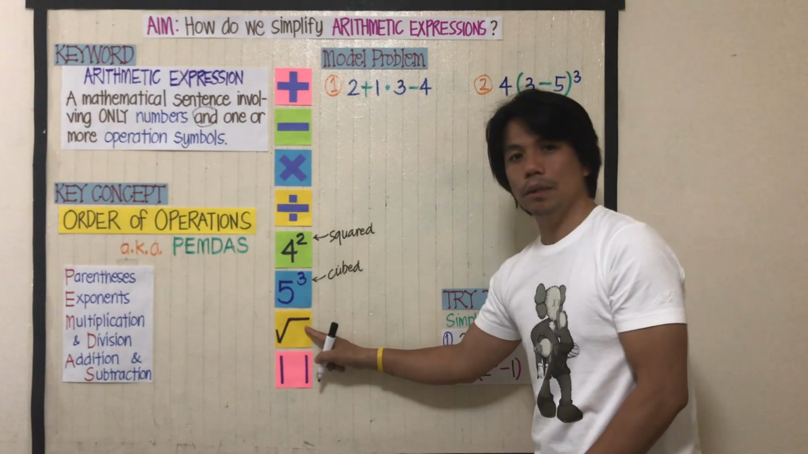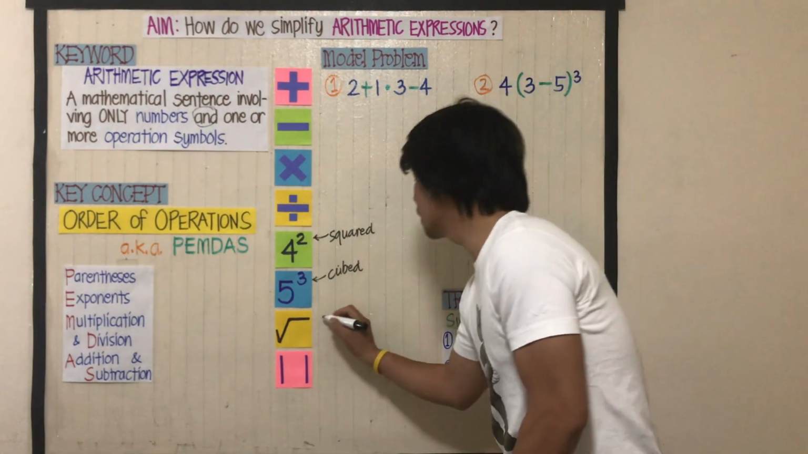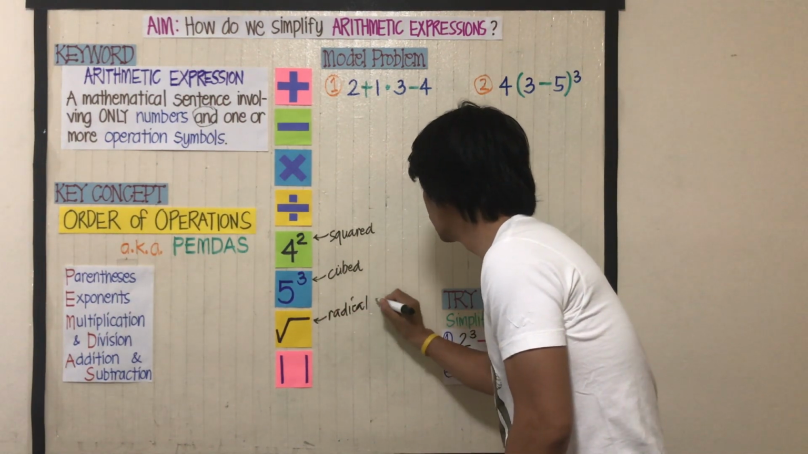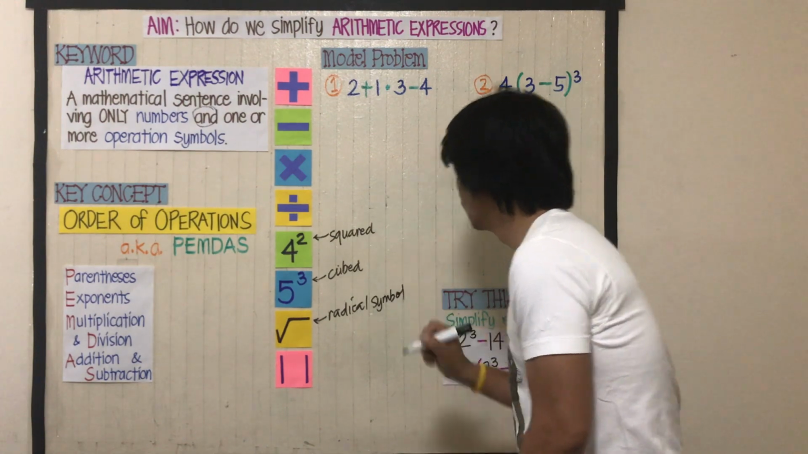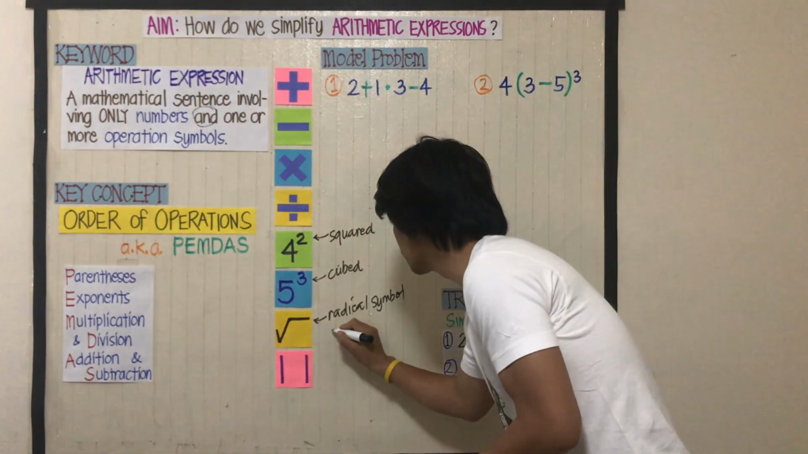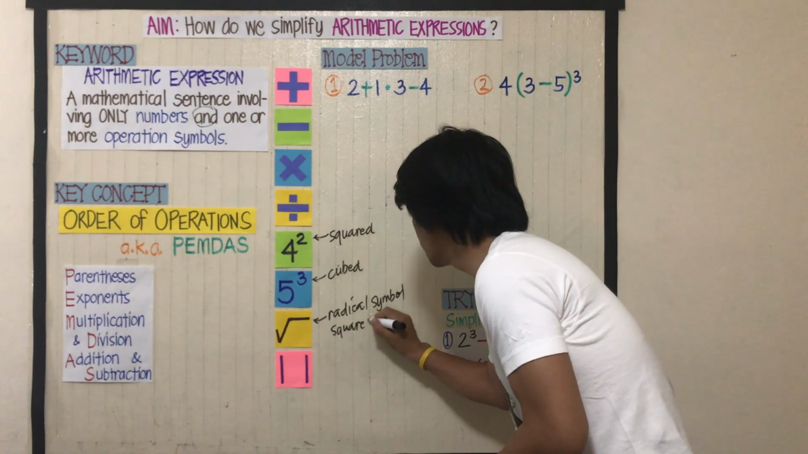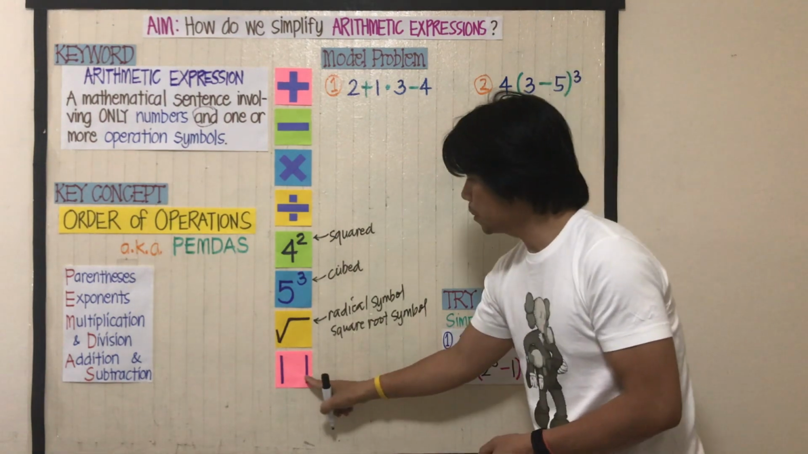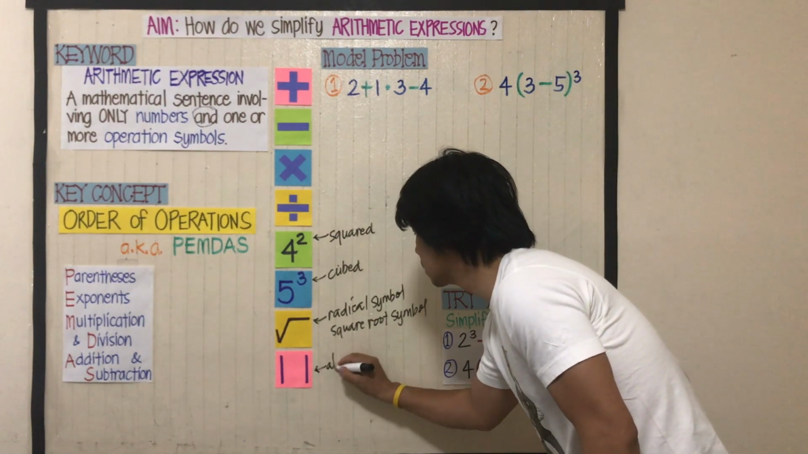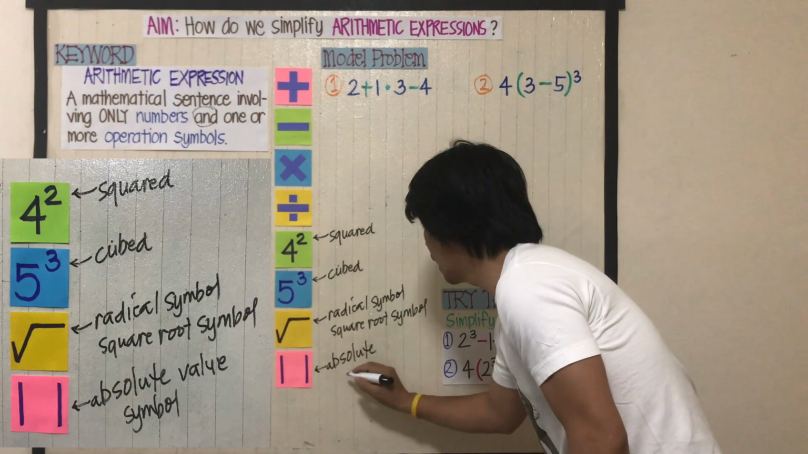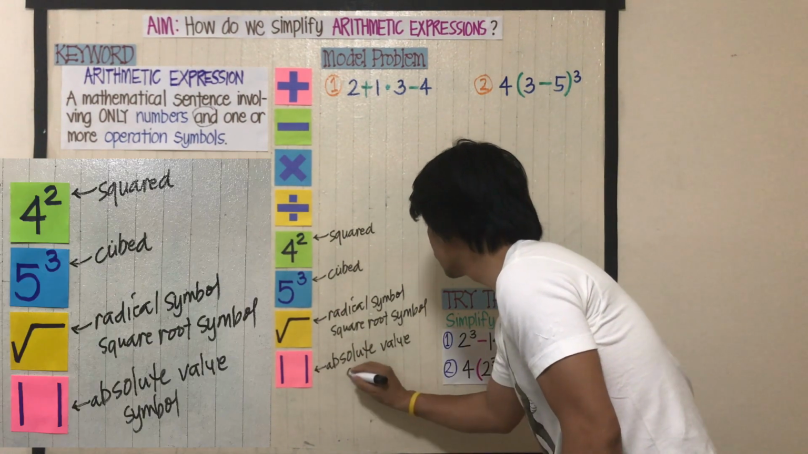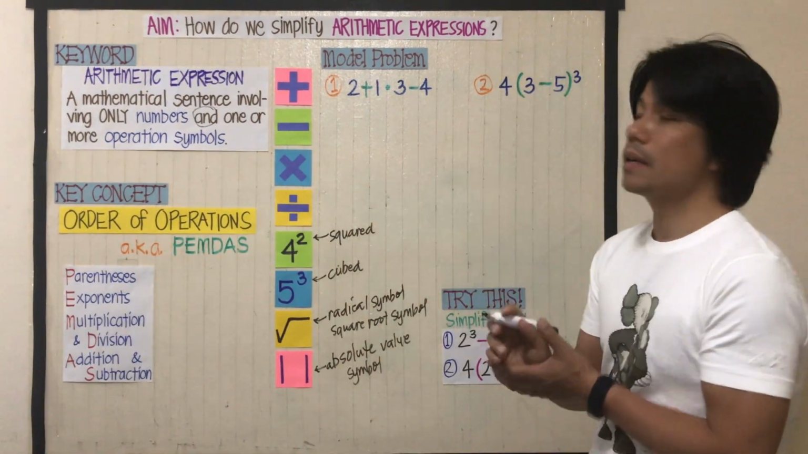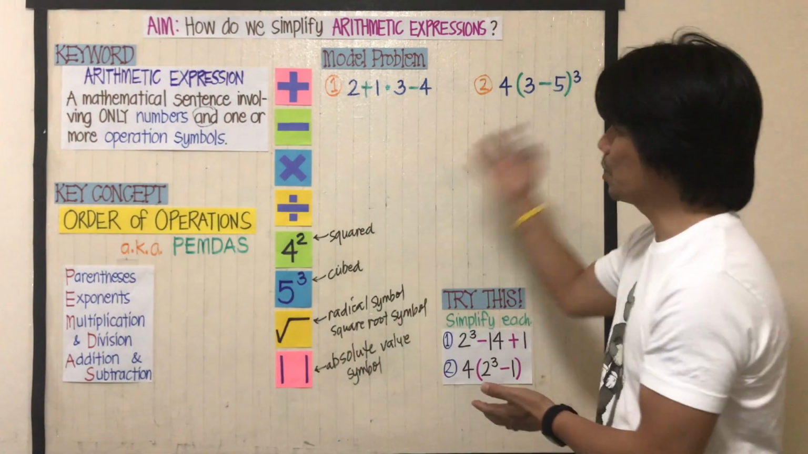How about this? Do you know what this is? This is the radical symbol, which is also known as the square root symbol. Alright, and this one is the absolute value symbol. You're going to see those operation symbols later as we go along.